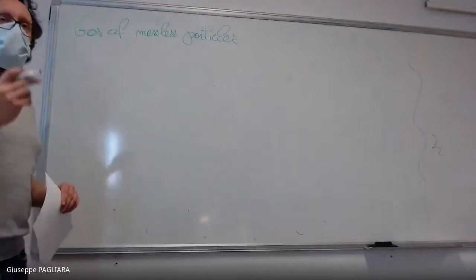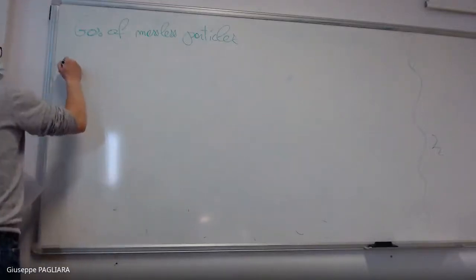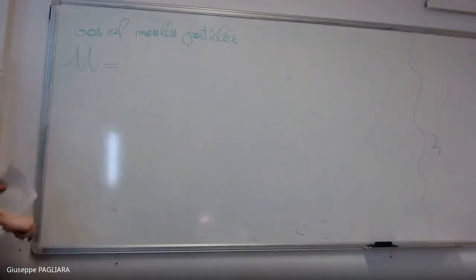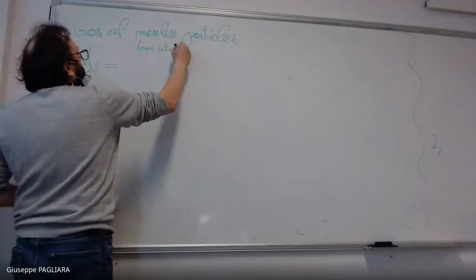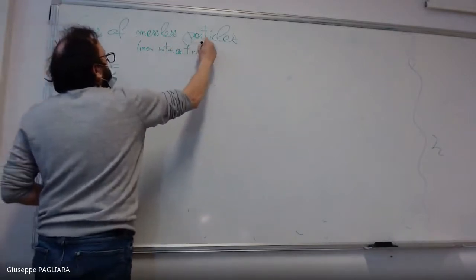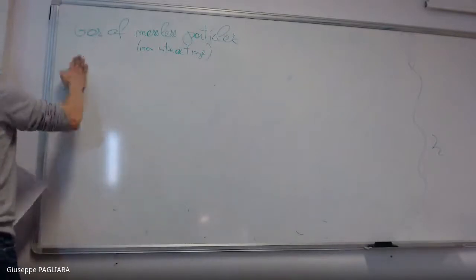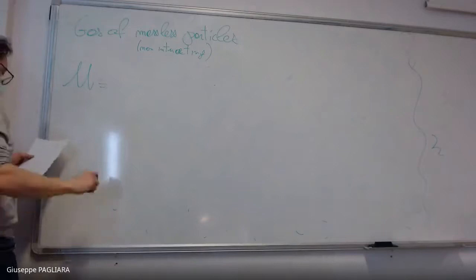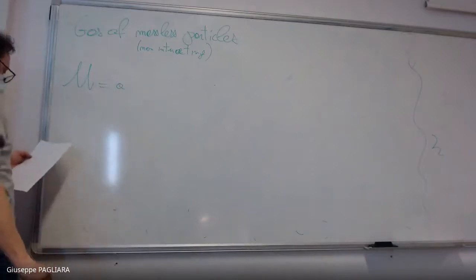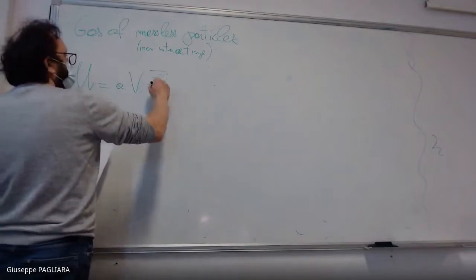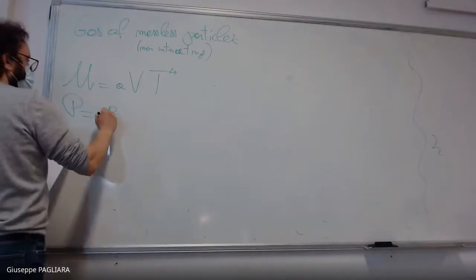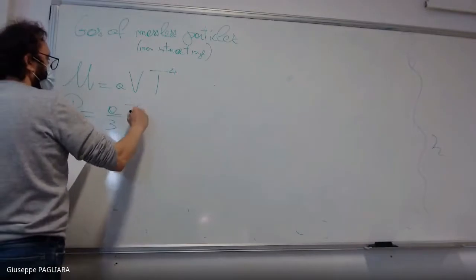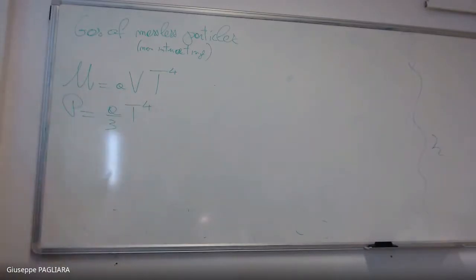Like photons, for instance. One can show, and we will do it, that the internal energy for massless and non-interacting particles scales as A times the volume times temperature to the power of 4, and that the pressure scales as A divided by 3 times temperature to the power of 4. We will prove these two equations later.